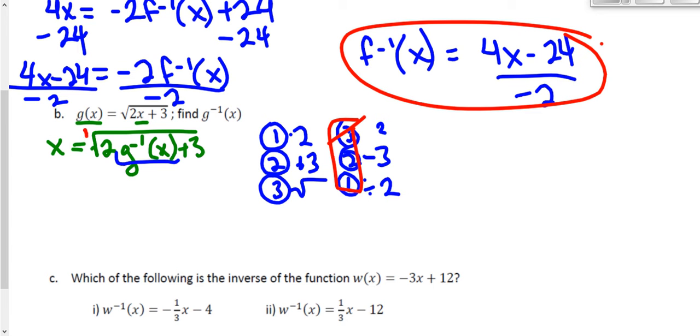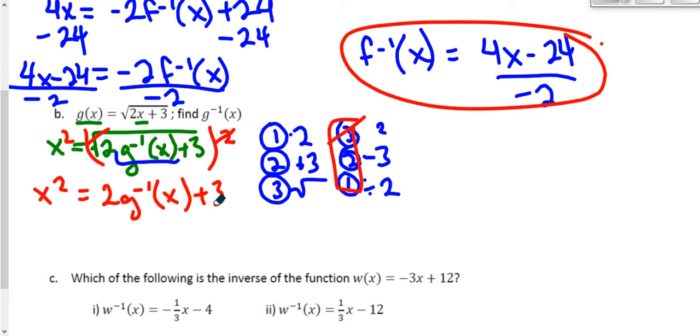So I'm going to take this side and square it, and I'm going to square this side as well. So I end up with x squared, and on this side, my square root and squared cancel each other out. They're both gone, and all I'm going to have is 2, the inverse of g of x, and the plus 3. Then I can subtract 3 from both sides. I get x squared minus 3, and I have 2 and the inverse of g of x here.